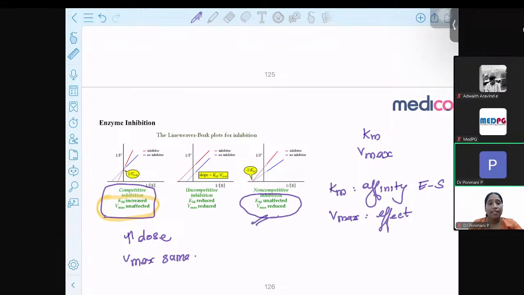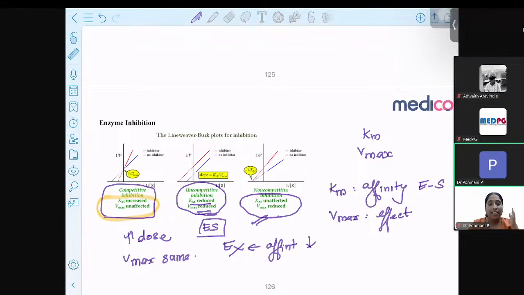And what happens in uncompetitive inhibition? In uncompetitive inhibition, the inhibitor binds only to the enzyme substrate complex. With the enzyme alone, it cannot bind. That means the affinity to the enzyme is decreased. That is why Km is reduced. And what about Vmax? Vmax will also be reduced. So this is how the Km and Vmax are affected in all the three kinds of inhibition.